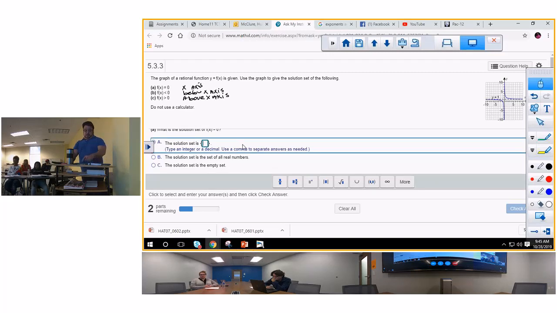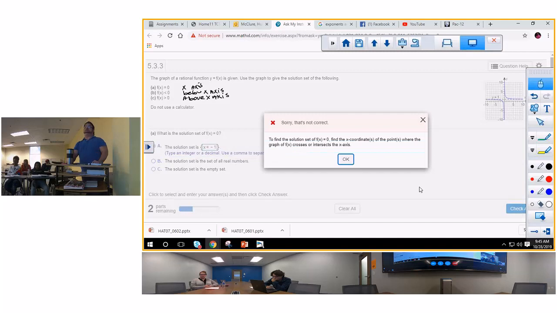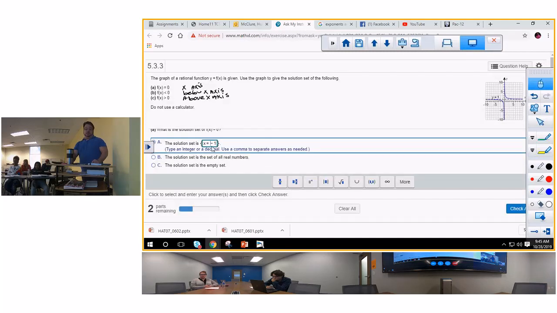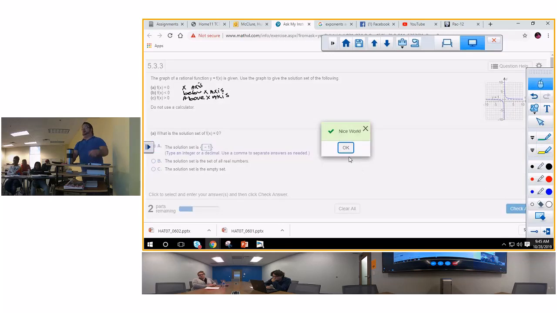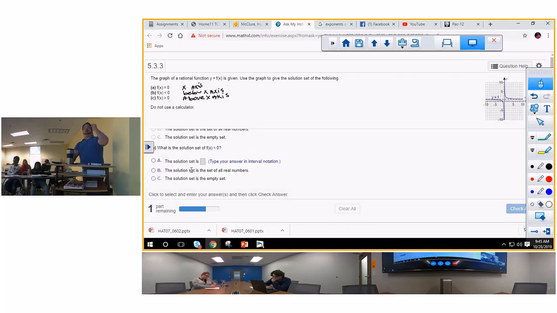X is equal to -1. It may not want the x. I don't know if it wants it or not. Okay, let's just type in -1. Okay, so make a note. On this question, you don't type in x. You just type in -1. All right, what is the solution set below the x-axis?